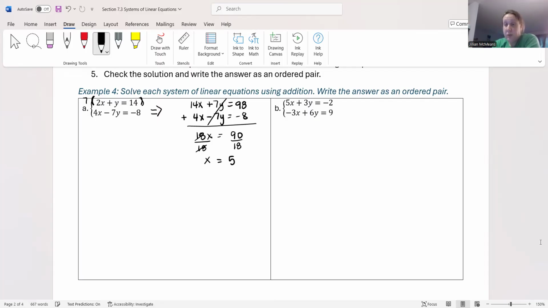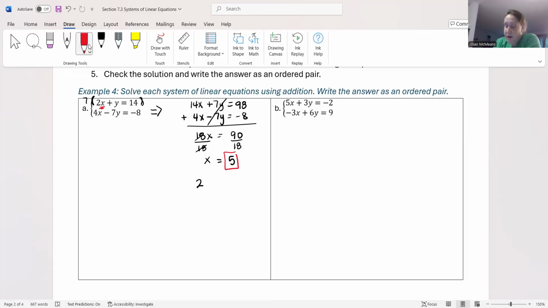All right, so by multiplying one equation, we were able to get rid of one of the variables. So now I'm like, okay, well, I've got x equals 5. What do I do with this? Well, I can take this value for x and plug it into either of the original equations. So let's say we plug it into the first equation.